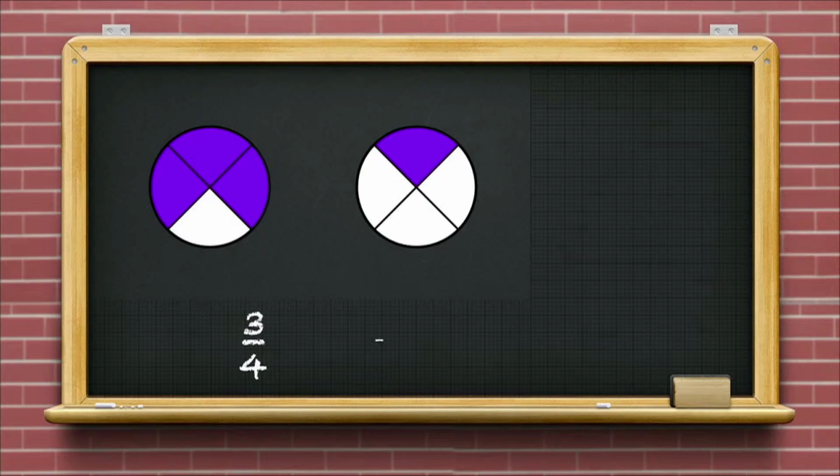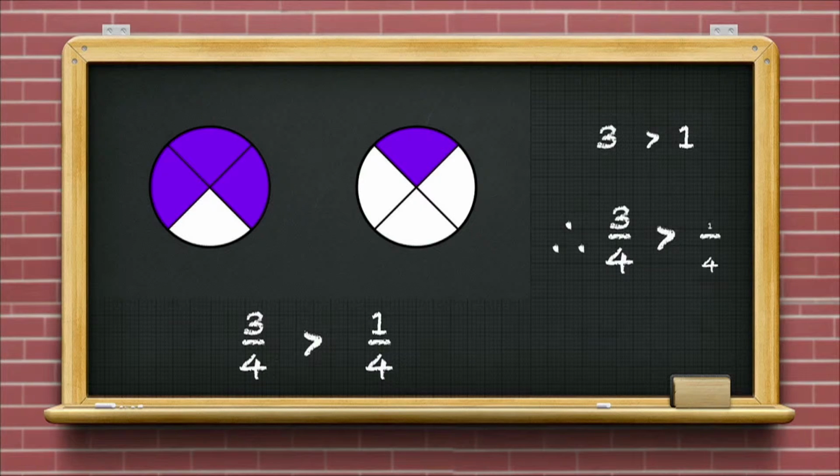By comparing the shaded portion of each circle, students will notice that 3/4 is greater than 1/4. Also draw the students' attention to the denominator, which is the same number for both fractions. By comparing the numerators, they can see that 3 is greater than 1, hence 3/4 is greater than 1/4.